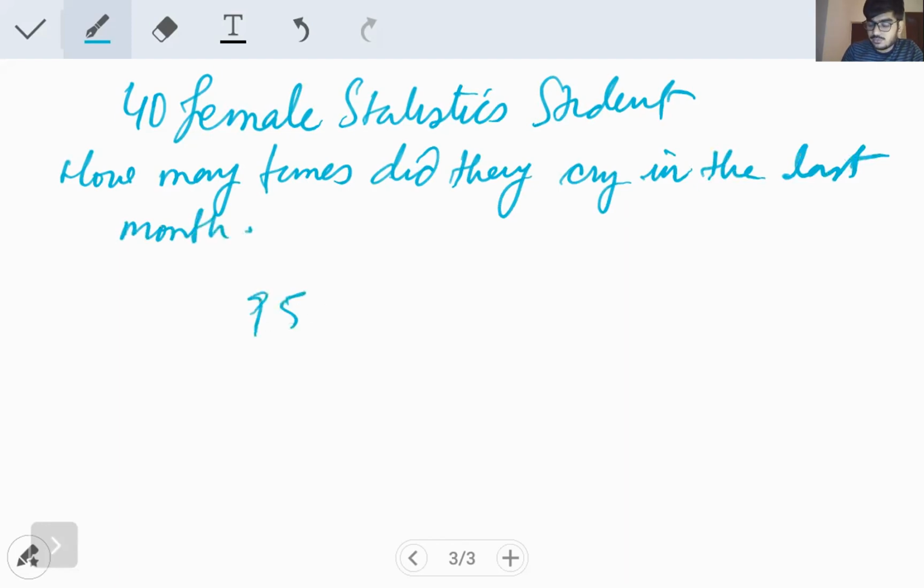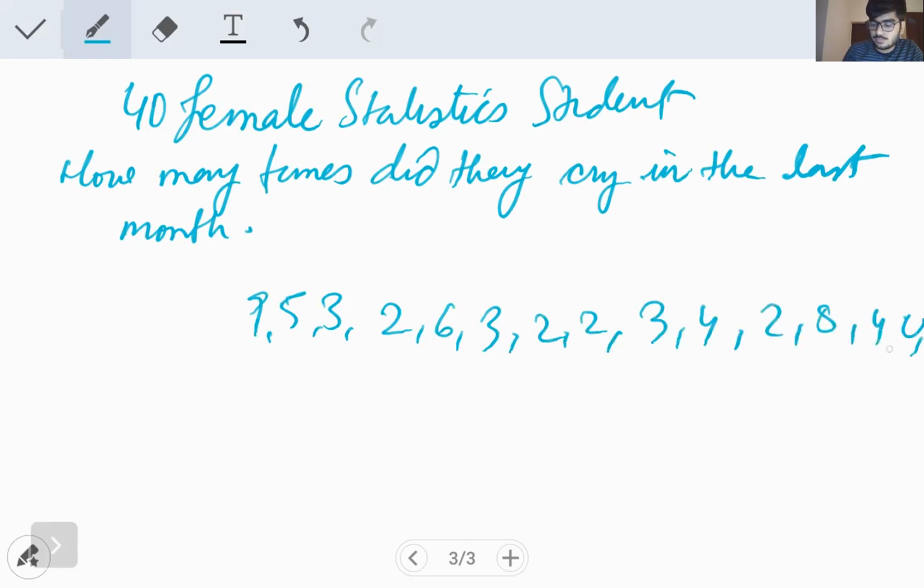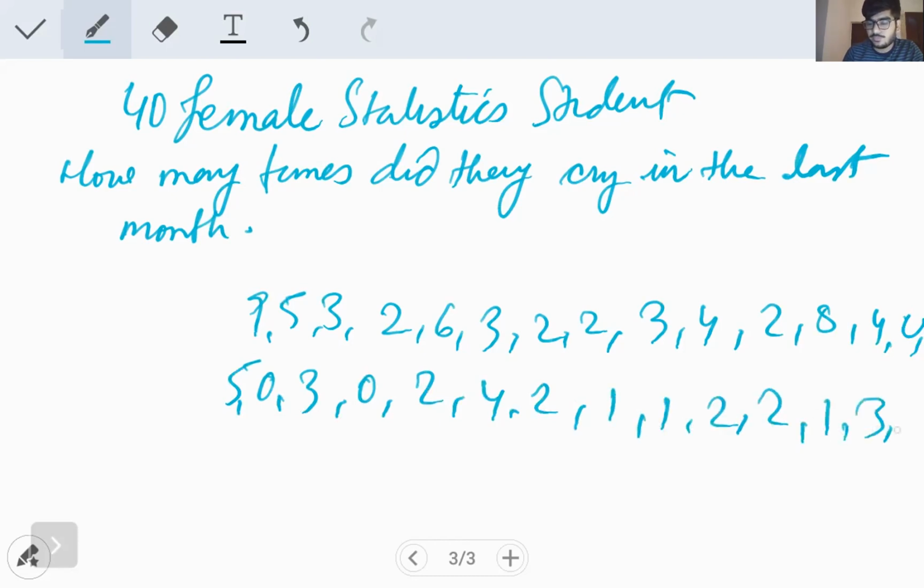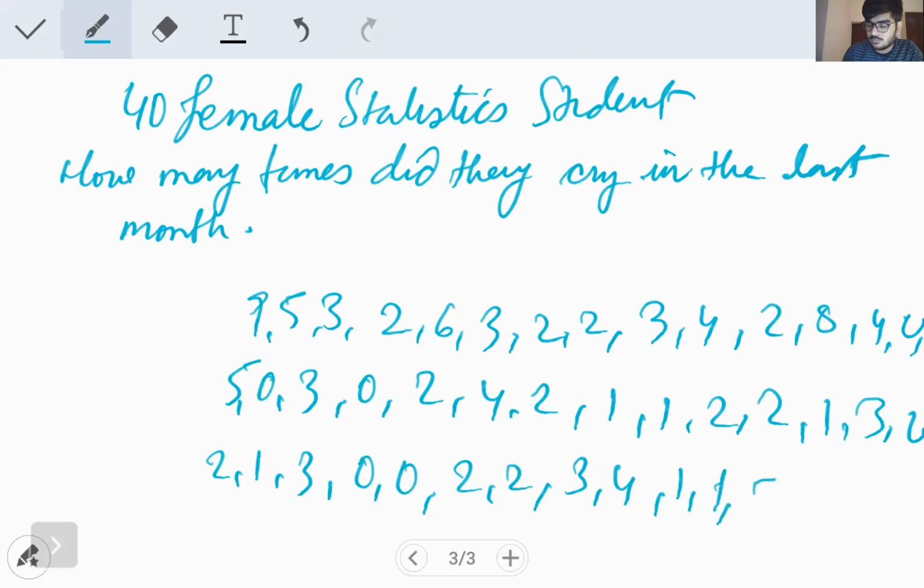So our data is 9, 5, 3, 2, 6, 3, 2, 2, 3, 4, 2, 8, 4, then it is 5, 0, 3, 0, 2, 4, 2, 1, 1, 2, 2, 1, 3, 0, 2, 2, 3, 4, 1, 1, 1, 5. Okay, the total is the 40 samples we have written down.